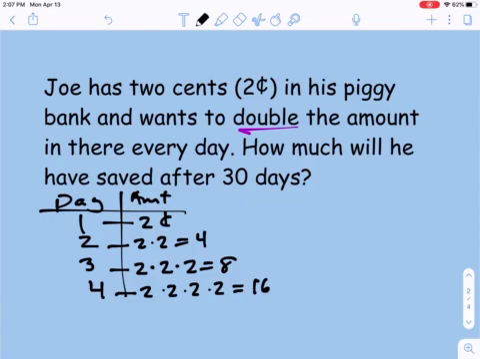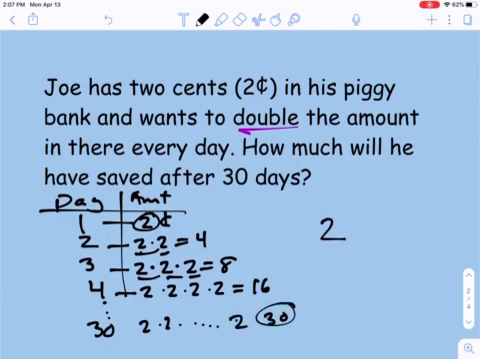All right, so the easier way to do this is to say, well, 2 is my repeated factor, and I'm multiplying it by itself. You notice how on day 2 there's 2 of them, on day 3 there's 3 of them. So on day 30 there's going to be 30 of them altogether. There's going to be 30 2s. So it would be 2 to the 30th power.